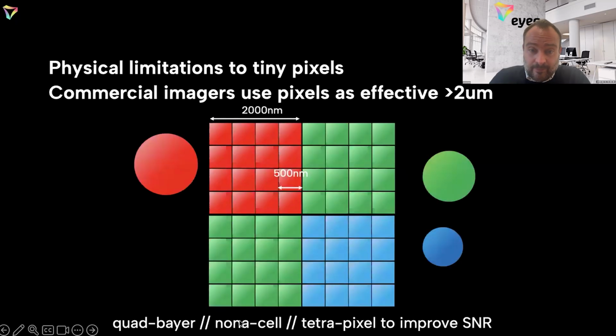So in practice, nobody really uses these pixels as an individual pixel, and that's where you will then see quad Bayer, nonacell and tetrapixels appear, which basically means that you start binning more of the same pixel under the same color filter and even under the same micro lens for the purpose of improving the SNR, essentially fitting the photon again into a bigger pixel. But the effective pixel size is now not 500 nanometer anymore, but it's actually a combined pixel.